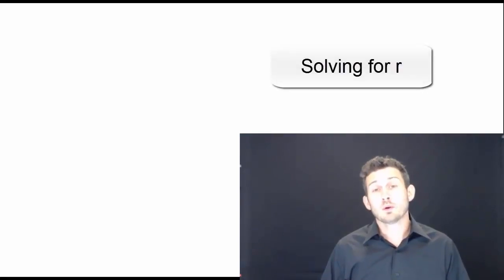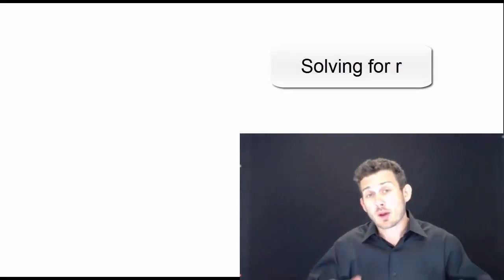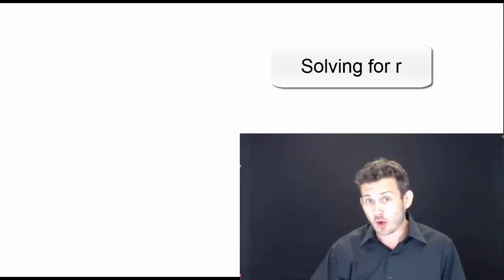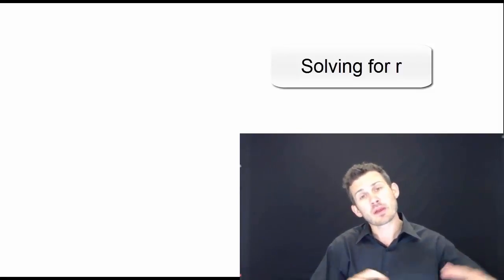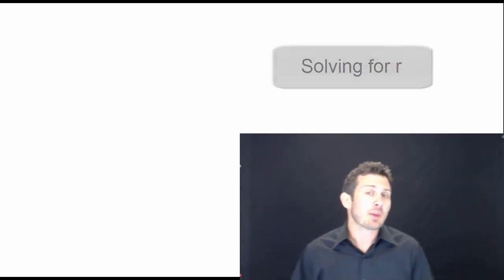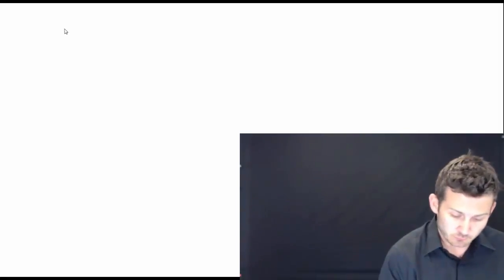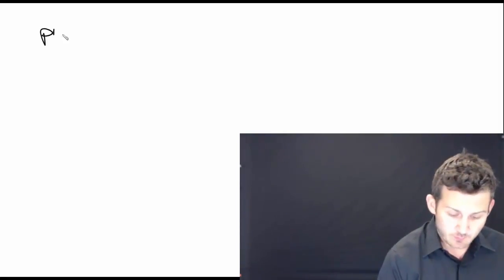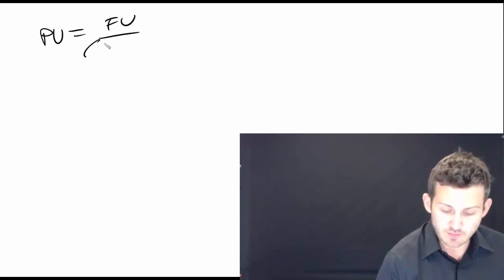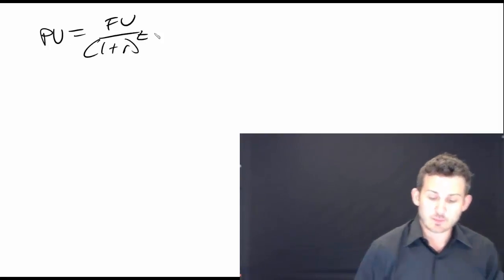Now we're going to go into evaluating how we come up with finding R, finding that discount rate if we are given all of the other information. And this is based off of the basic lump sum time value of money formula. So we take our basic formula here, which is the present value equals future value divided by 1 plus R to the t power.